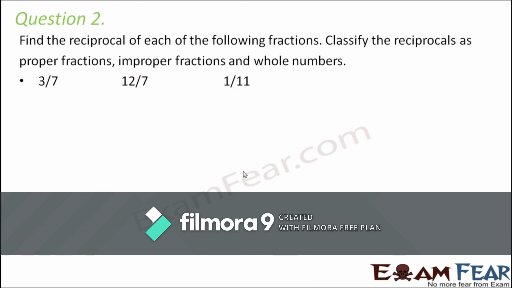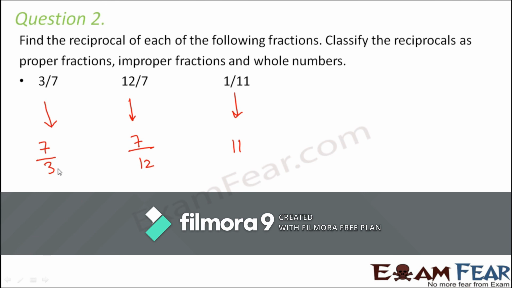Question number 2. Find the reciprocal of each of the following fractions. Classify the reciprocals as proper fraction, improper fraction and whole numbers. Finding reciprocal is very simple. Just swap the numerator and the denominator. So the reciprocal of 3 by 7 would be 7 by 3. Reciprocal of 12 by 7 would be 7 by 12. Reciprocal of 1 by 11 would be 11 by 1, that is 11.